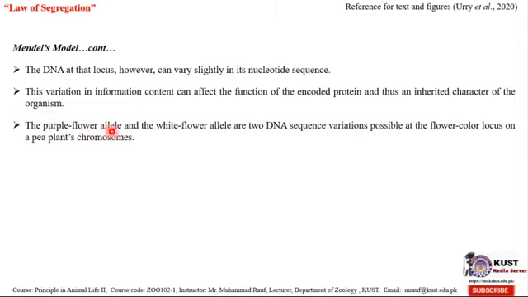The purple flower allele and the white flower allele are two DNA sequence variations possible at the flower color locus on a pea plant's chromosome. So in pea plant, the flower color can only be exhibited in two forms, that is purple and white. There is no intermediate.